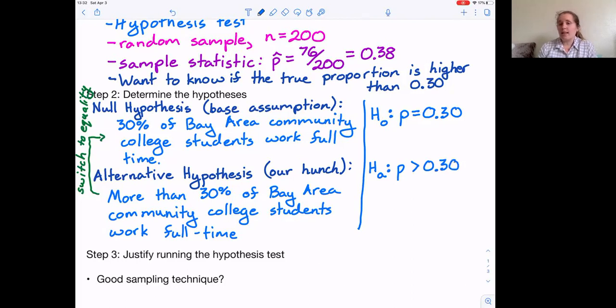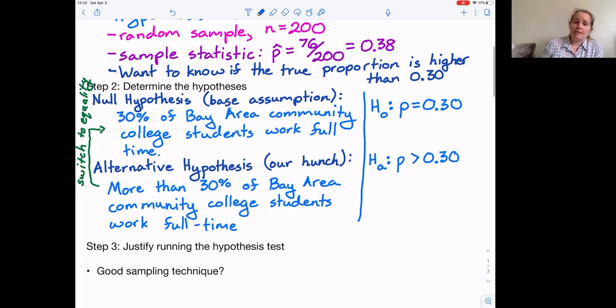Again, remember for the less than or greater than symbols, the small point goes towards what we're assuming is the smaller number, and the wide open mouth goes towards whatever we assume is the larger number. So if we're assuming the proportion is larger than 0.30, then the wide mouth should be next to the p. All right, so these are our hypotheses.